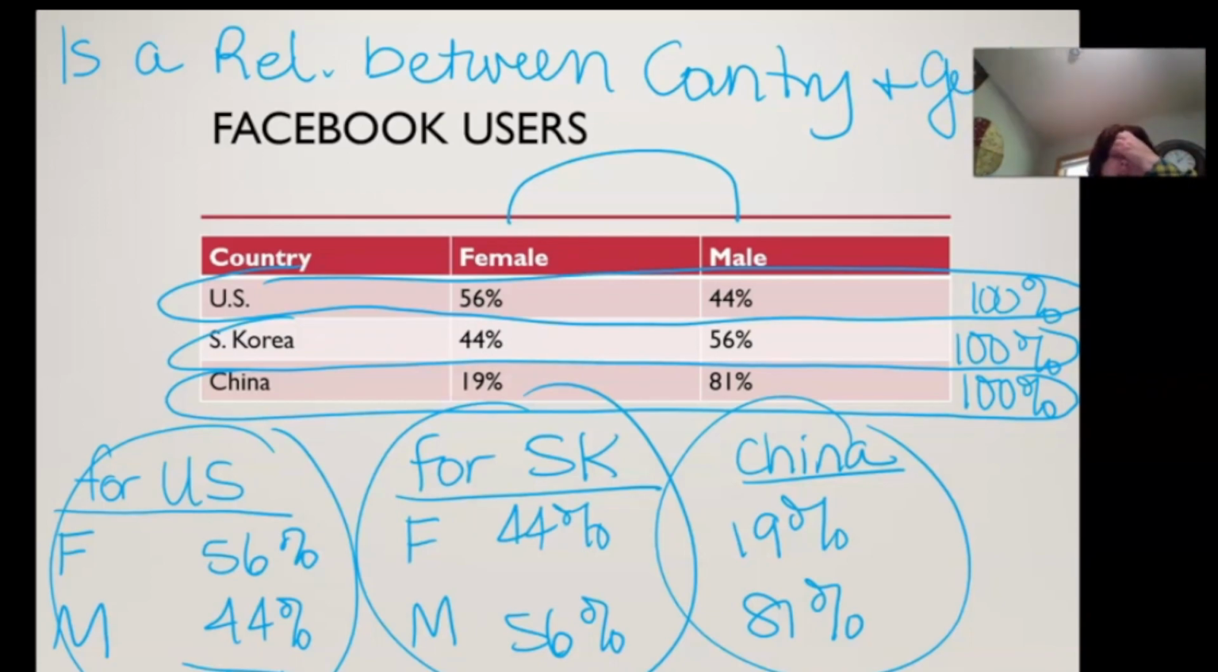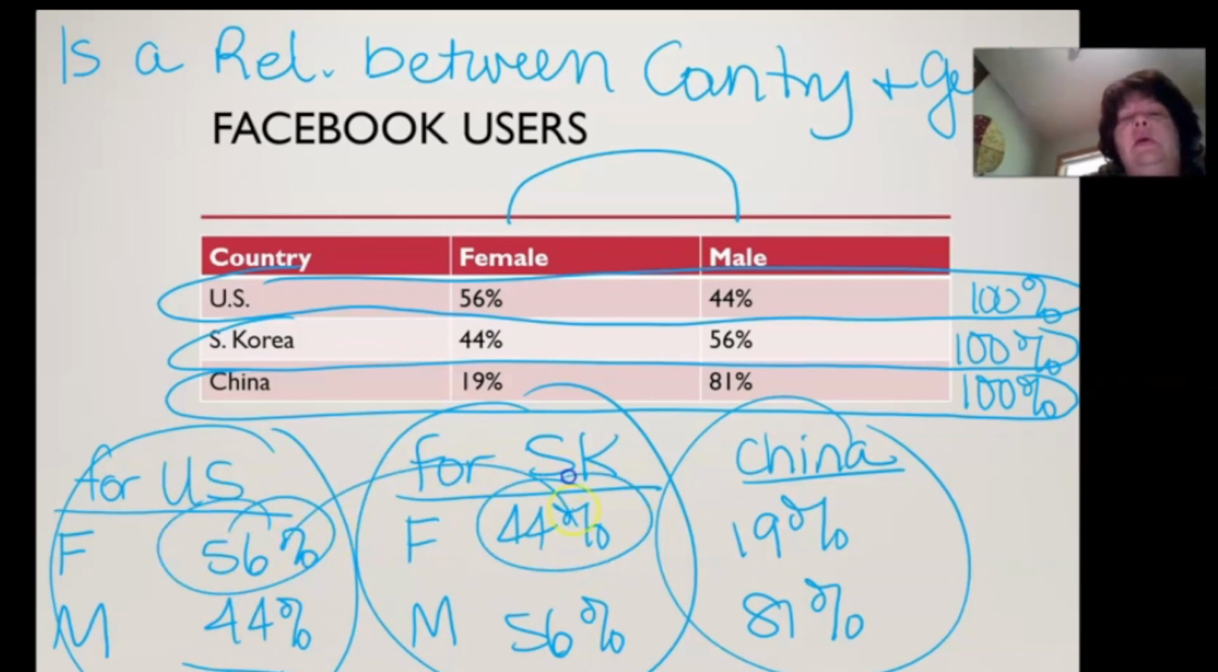And why is there a relationship? Because these percentages are different as you hop across. The percentage of females is different in each country, very different in China, and the males have the same kind of patterns.